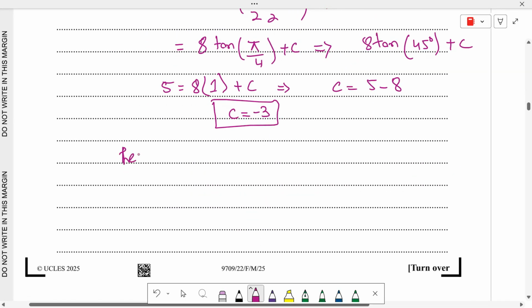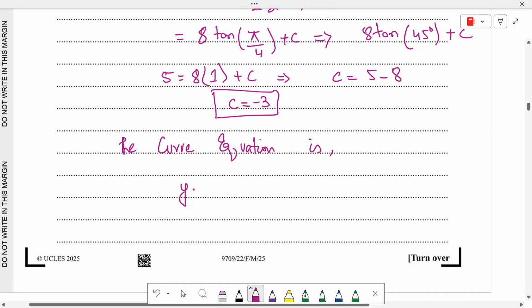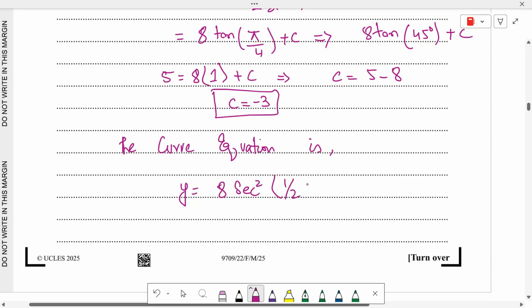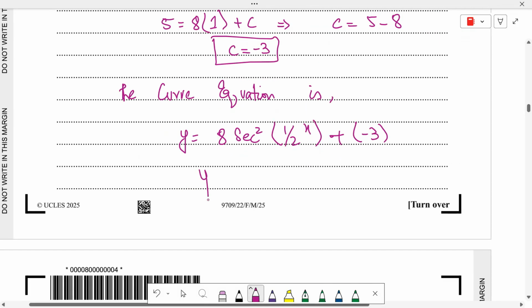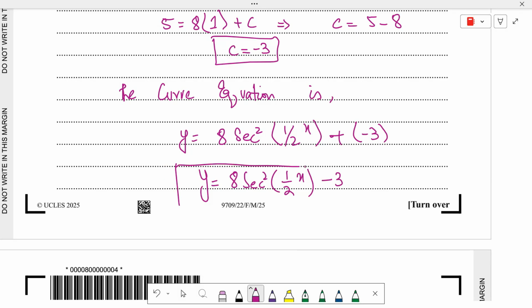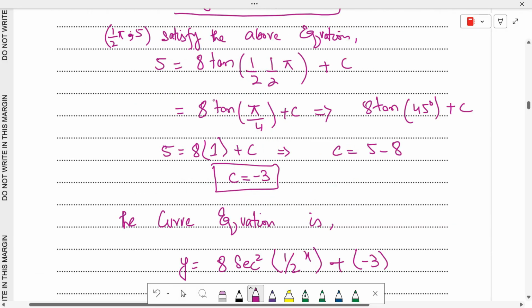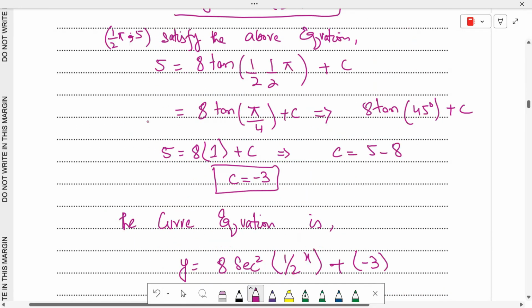So the curve equation will be y is equal to 8 tan(1/2 x) plus c, which is -3. So y is equal to 8 tan(1/2 x) minus 3. This is the equation of the curve, which was required.